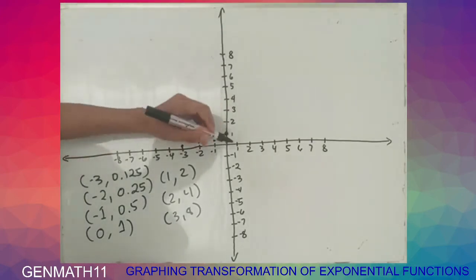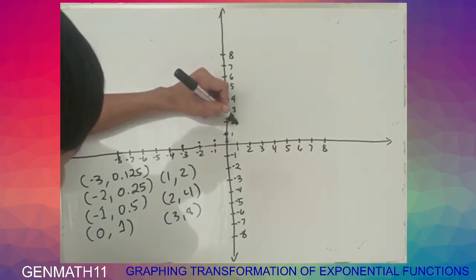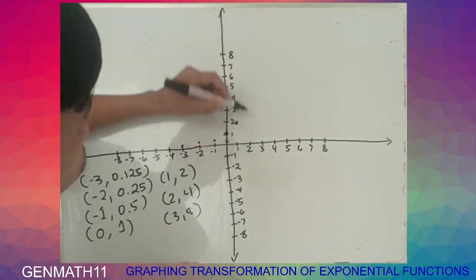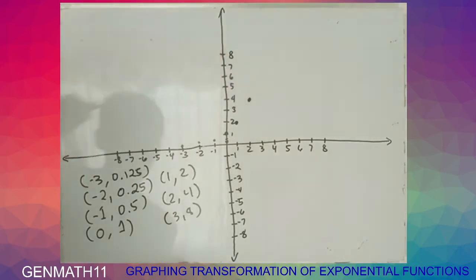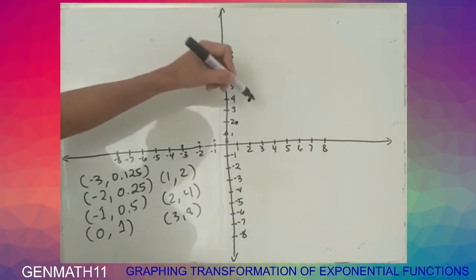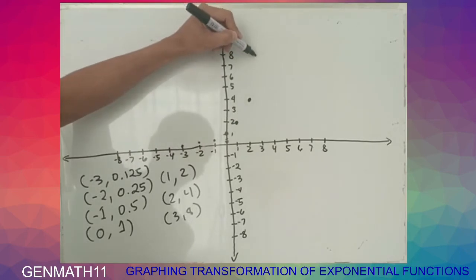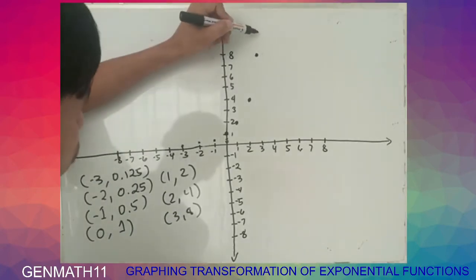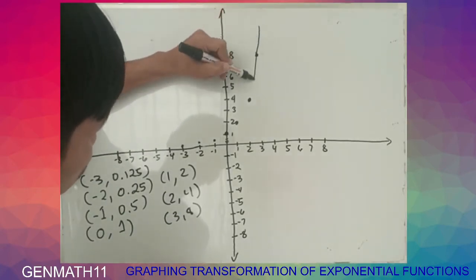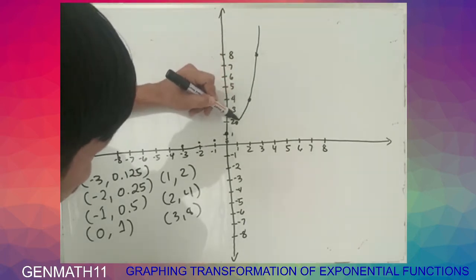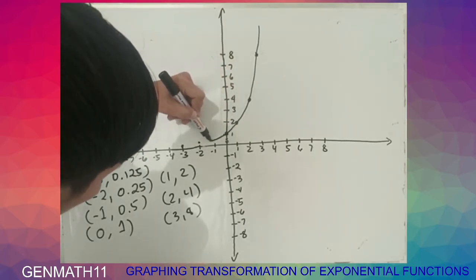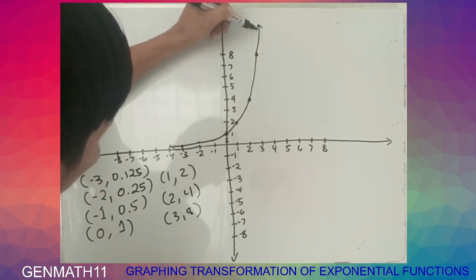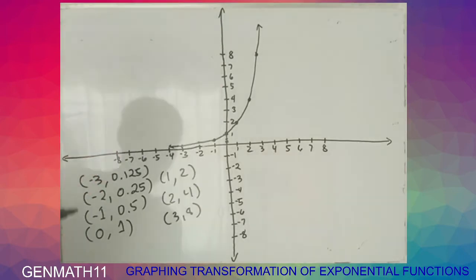Next, 1, 2. The next, 2, 4. Then, the last is 3, 8. So, the next is pagdudugtungin natin siya. So, nakagawa na tayo ng graph.